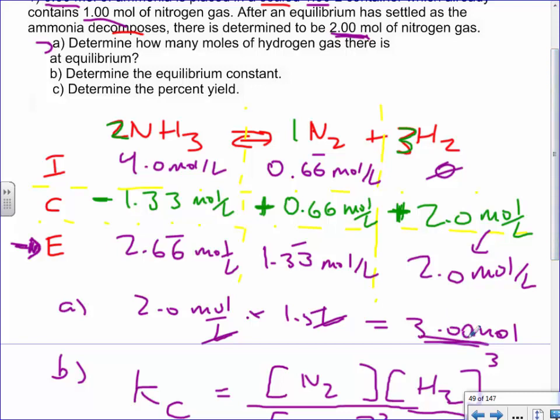How much hydrogen could I have made if all my ammonia had reacted? You're right, 6, yeah, because here's the rationale. You started with 4, and there is a 3 to 2 ratio going on. So you could have made 1.5 times as much, which is 6.